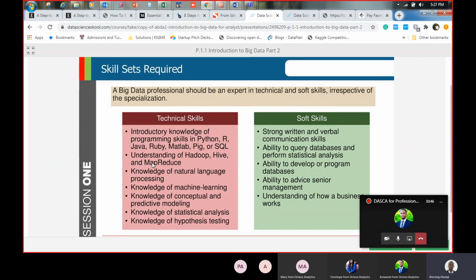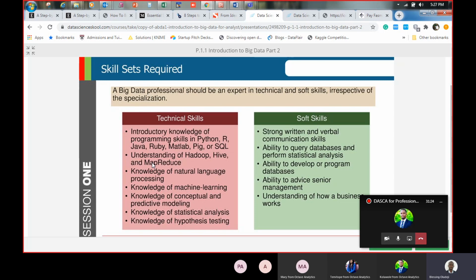Then you also need an understanding of big data architecture, the big data environment itself, like Hadoop, Hive, and MapReduce. Of course, we are going to be getting into all of that very soon. Then you also need some basic knowledge of natural language processing. When you are dealing with unstructured data sets, you are extracting data from Naira land or from Twitter, those data sets are written in natural language. They are not written in SQL or Python. So how do you process them?